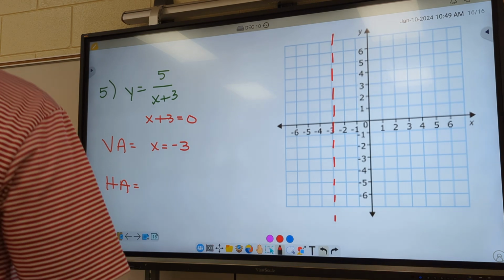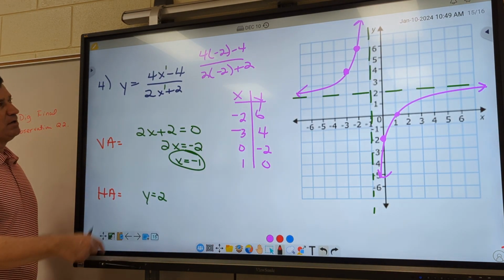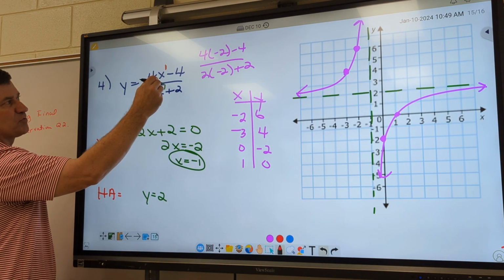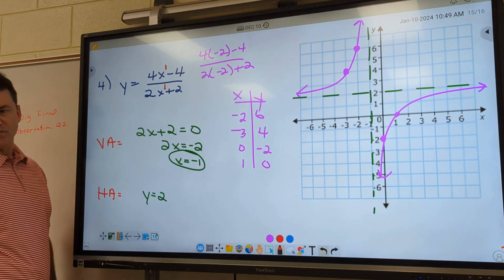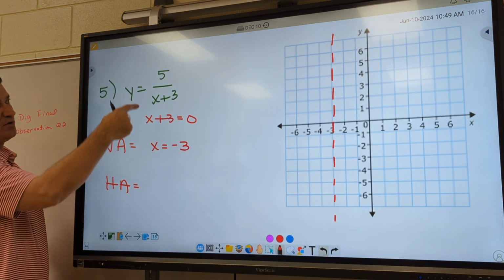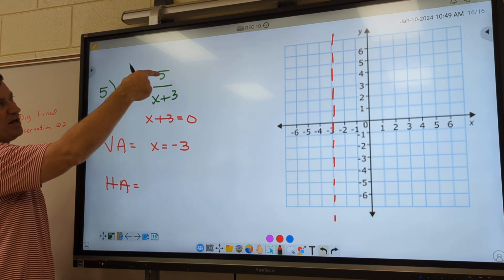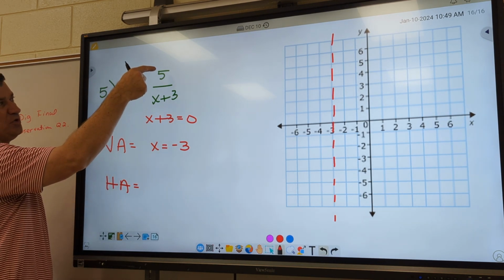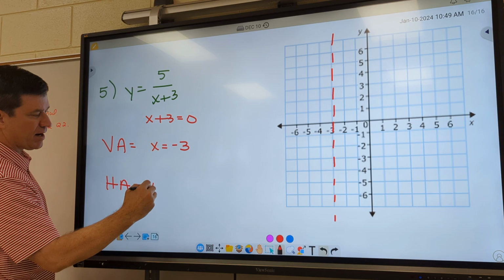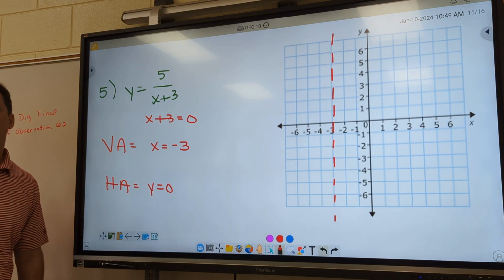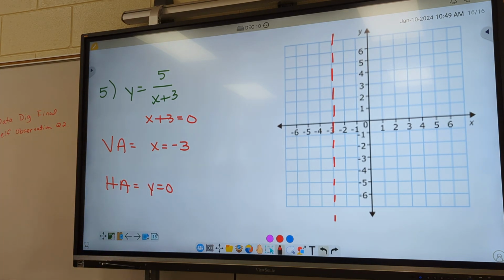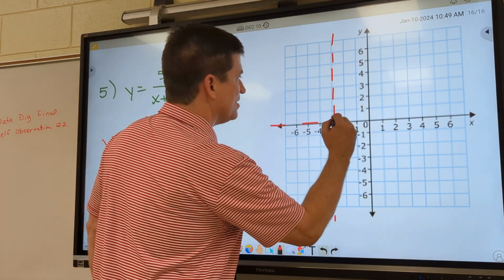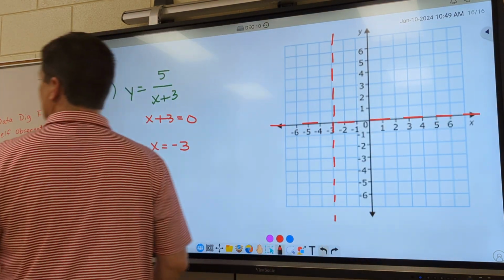All right, this one's different. Let's look back at the last problem. Number 4, guys, these exponents were equal, so we divided the coefficients, right? You divided the numbers. They're not equal this time. We don't even have an x on top. So what do you do when you don't have an x on top? You just automatically put y equals 0 because you can't divide them. So dotted line at 0, going left to right.